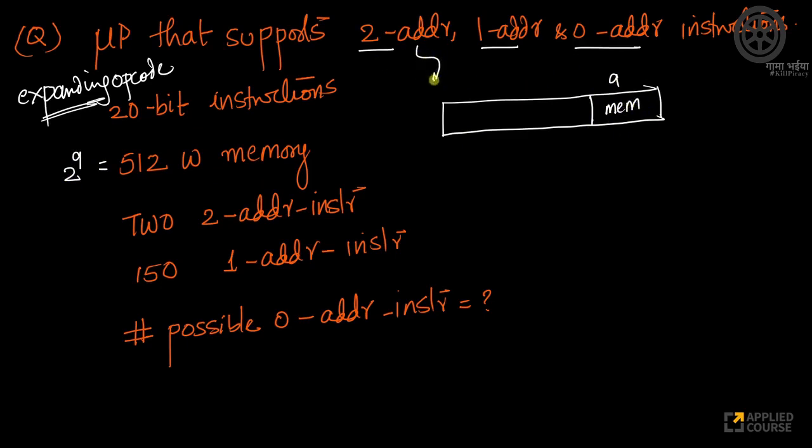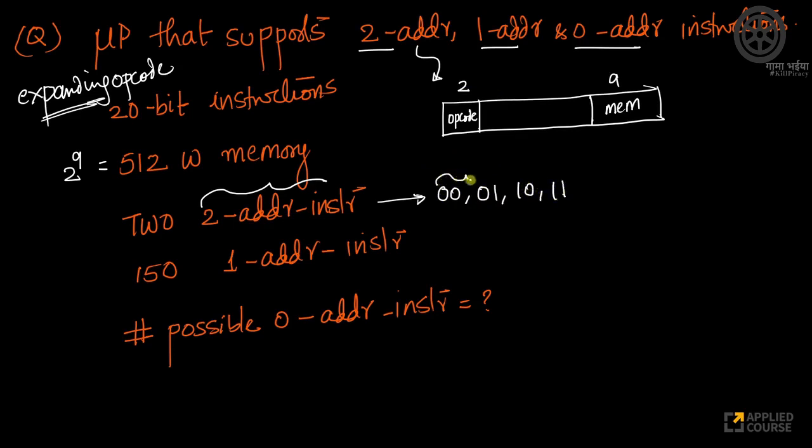First, let's look at it from the perspective of 2 address instructions, right? I have two address instructions here. So if I allocate 2 bits, let's assume I allocate 2 bits for opcode, then what happens now? Because I have two address instructions, 2 bits give me 4 possible values: 0 0, 0 1, 1 0, 1 1.